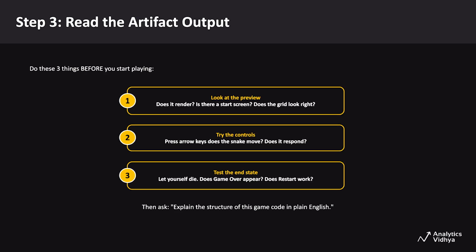Once Antigravity generates the game, do not rush into editing immediately. First, review the artifact output, check whether the preview renders properly, test whether the controls respond, and verify whether the game over state works as expected. This is also a great moment to ask Antigravity to explain the structure of the generated code in plain English, so you are not only building but also understanding what was created.